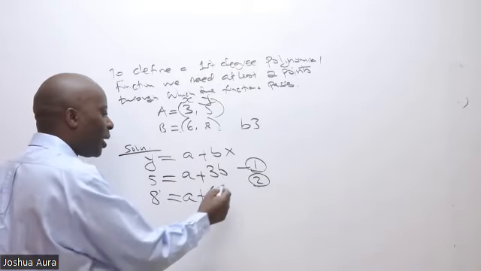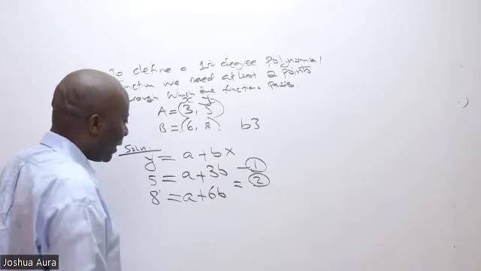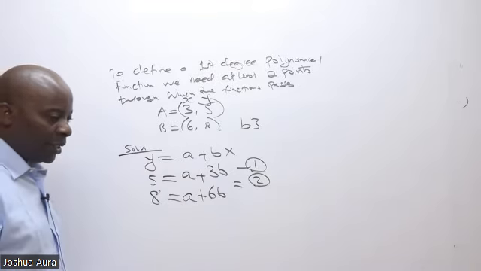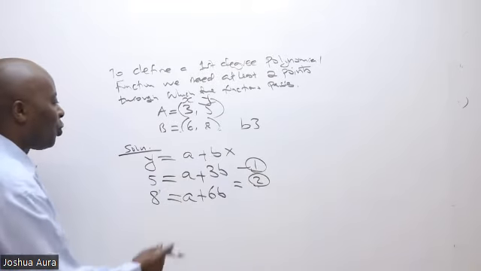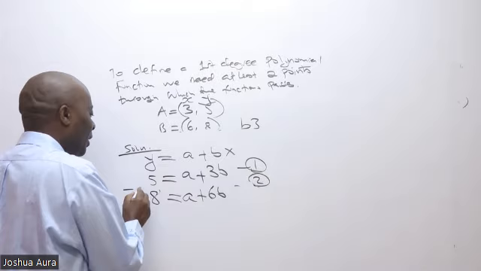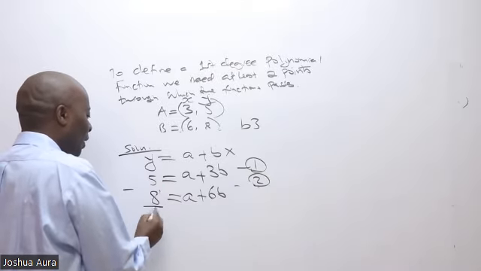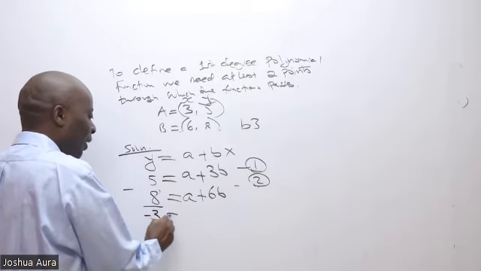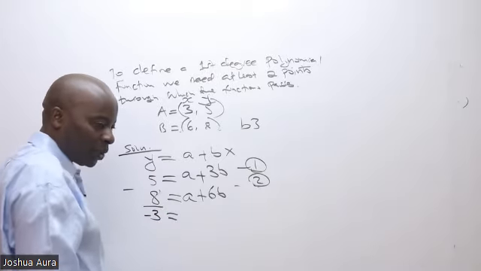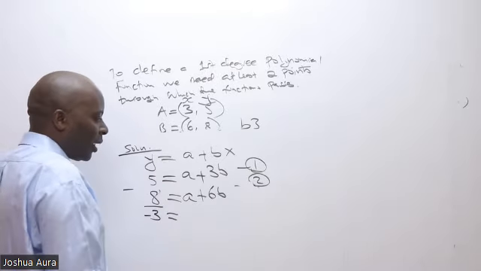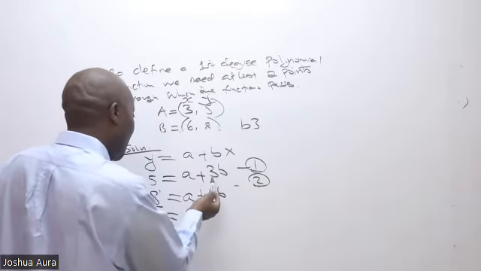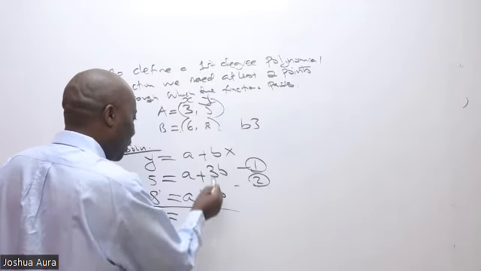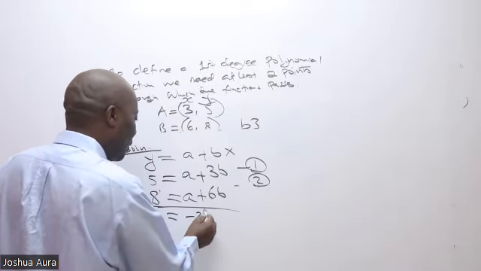Could you kindly go ahead and subtract? We want to eliminate a. So to eliminate a, subtract. 5 minus 8 gives me minus 3, equals a, and a disappears. That was our objective, to kill a. And then we have 3b minus 6b, which gives me minus 3b.